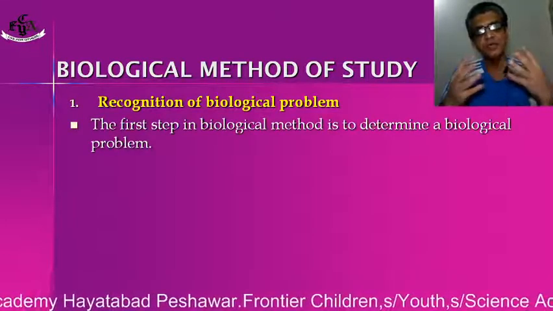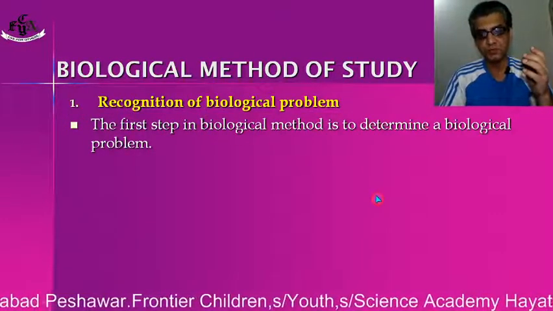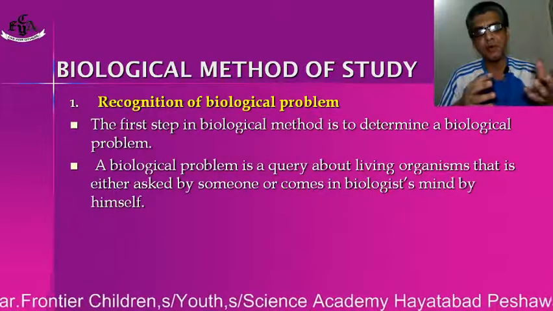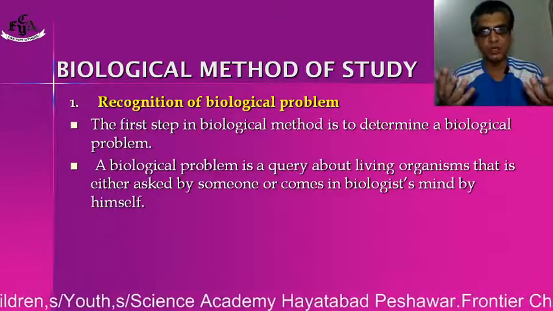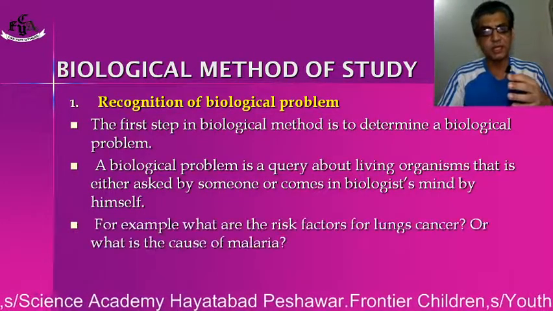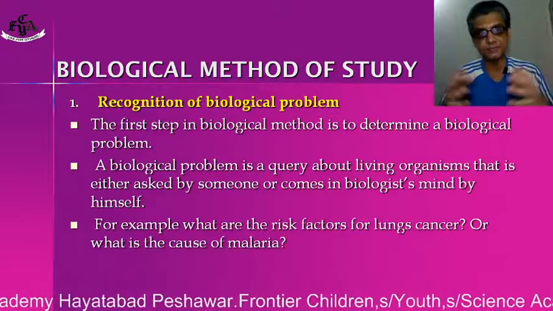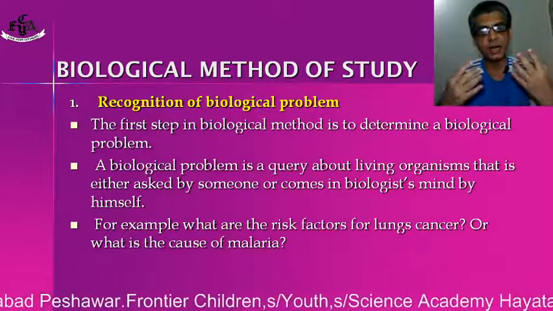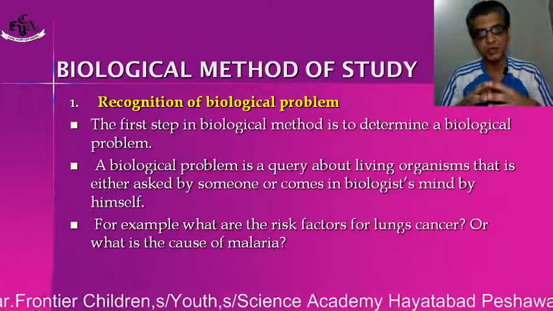The first step in biological method is to determine a biological problem. A biological problem is actually a query about a living organism that is either asked by someone or comes into a biologist's mind by himself. Like for example, what are the risk factors for lung cancer? So this is a recognition of a biological problem. Or what is the cause of malaria? So this is a biological problem.